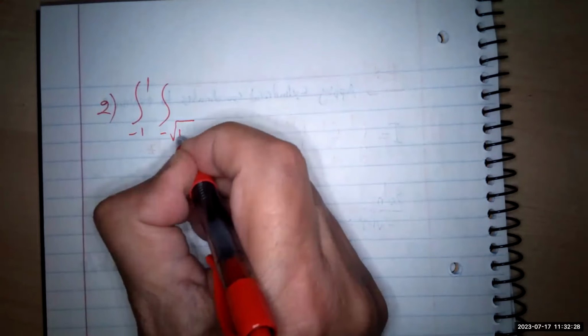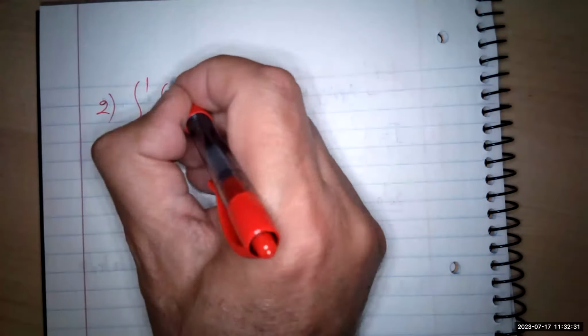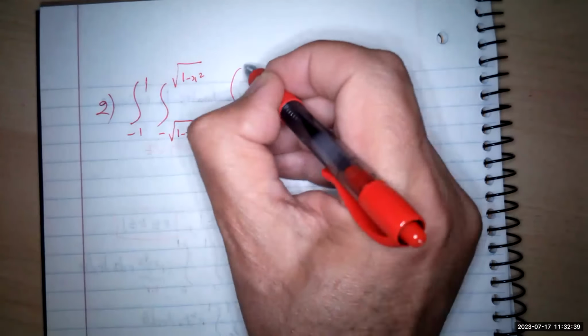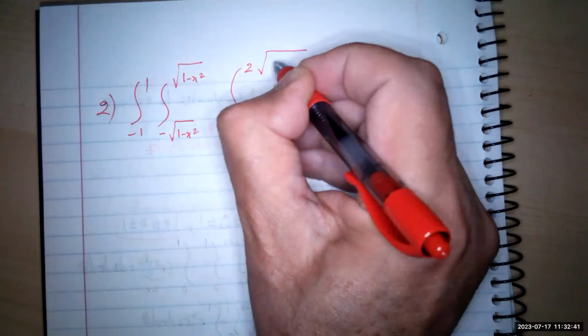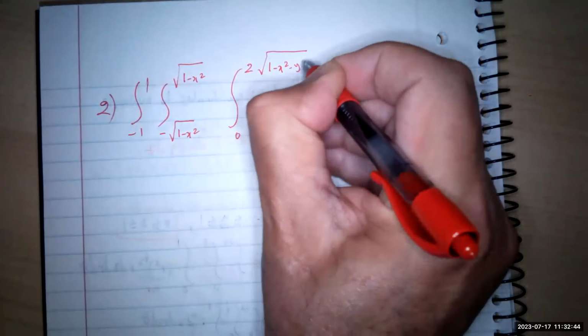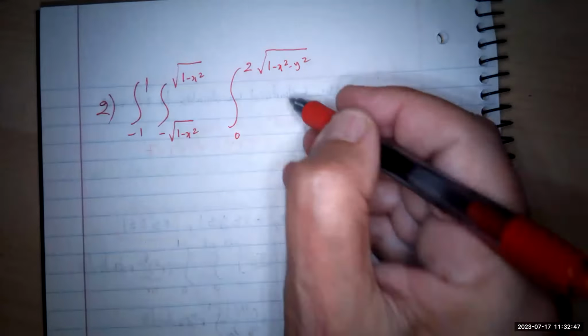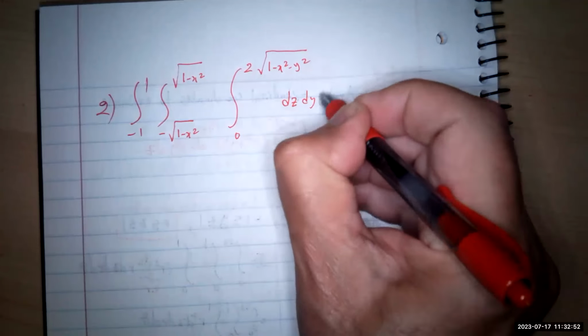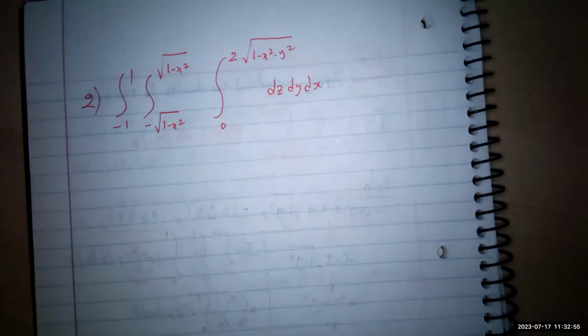What's the difference between 2 and 1? Using cylindrical coordinates again, integrate this one. Integral from -1 to 1, integral from negative square root of 1 minus x squared to the radical of 1 minus x squared. And then this is the difference: z goes from 0 to 2 square root of 1 minus x squared minus y squared. There's no function here, so you're integrating with respect to z, and the function is 1. This is your integral.